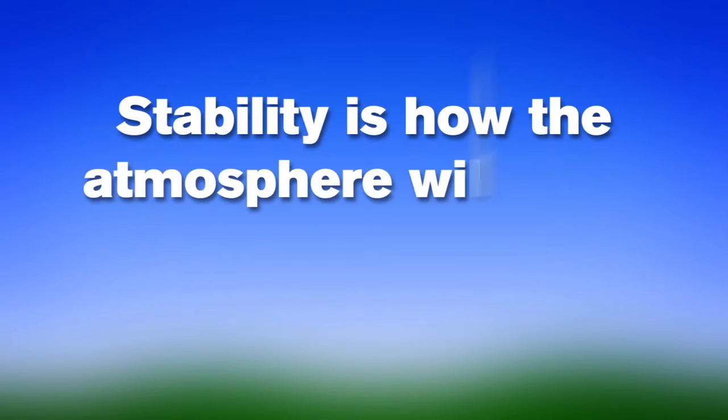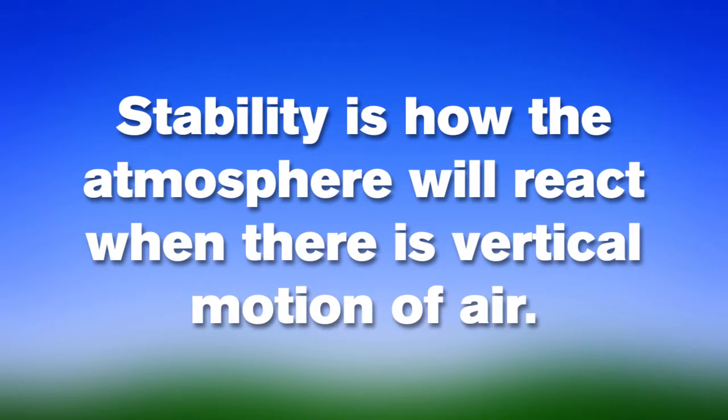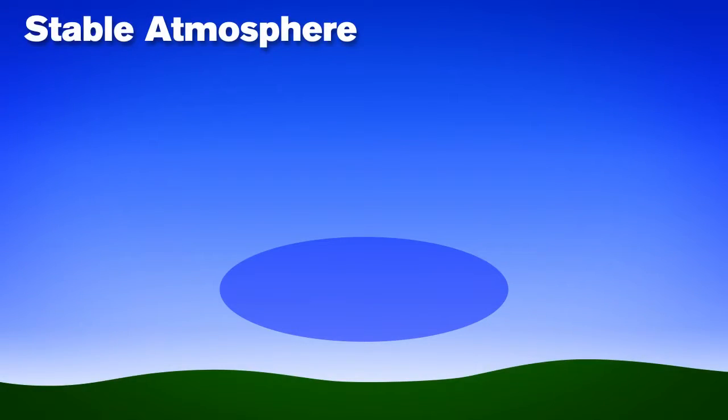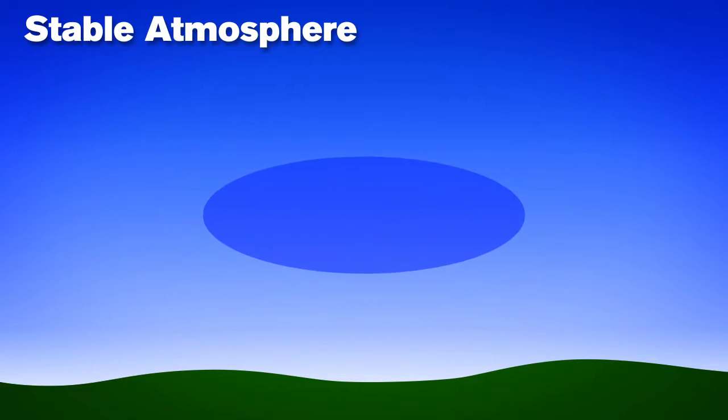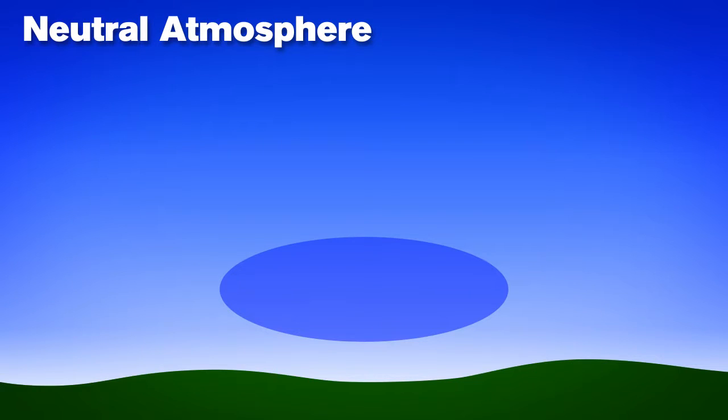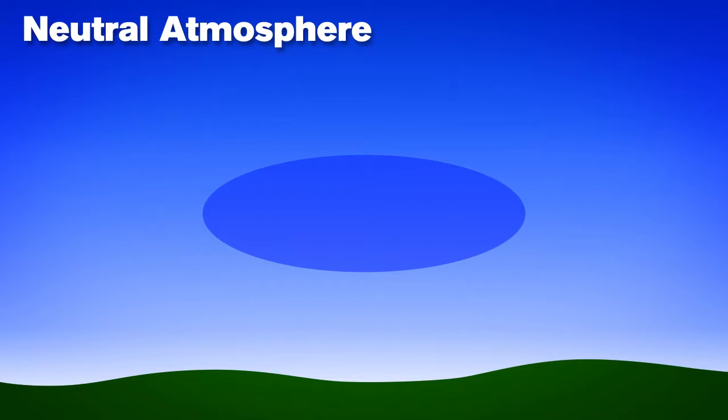Stability is how the atmosphere will react when there is vertical motion of air. There are three types of stability: stable, neutral, and unstable. A stable atmosphere is one where, when the air is lifted, the air will return to its original position. In a neutral atmosphere, air that is moved will remain in its new location.